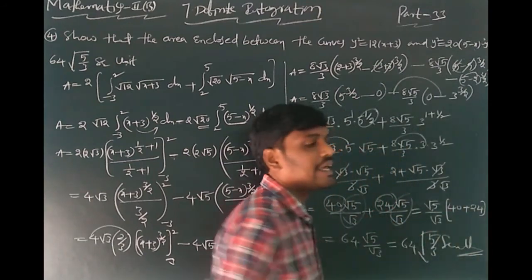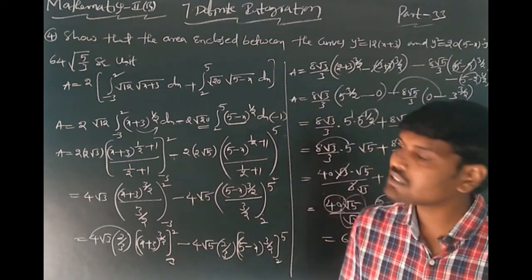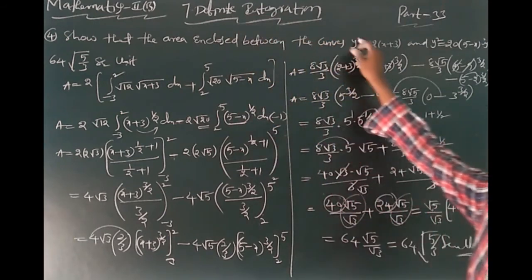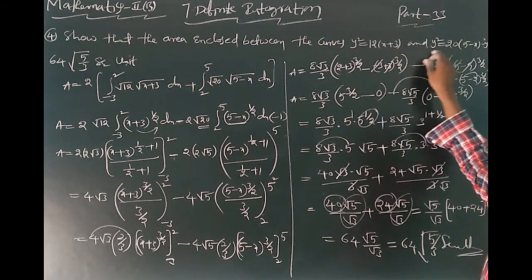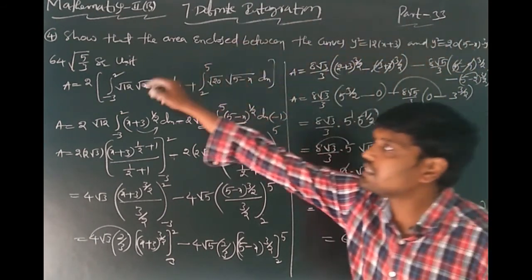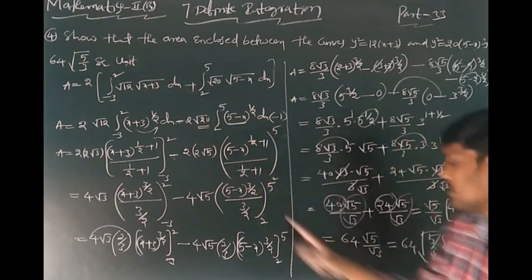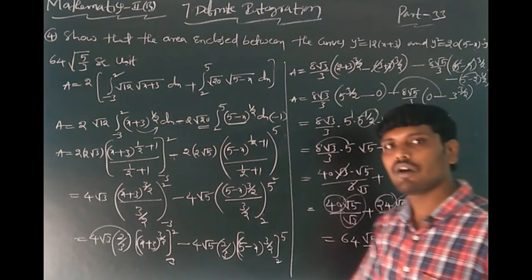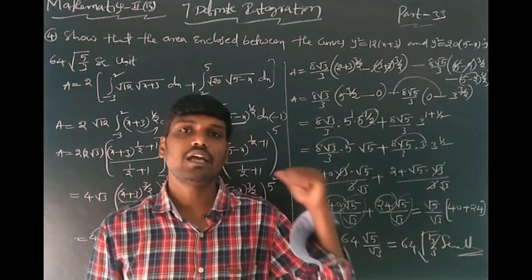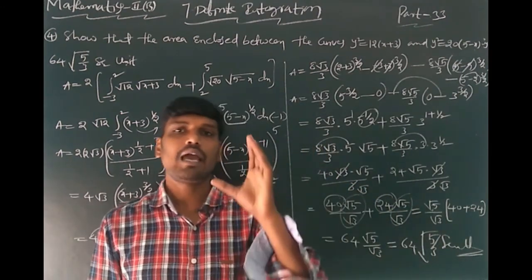This is the area bounded by the curves y square is equal to 12 into x plus 3, y square equal to 20 into 5 minus x, which is 64 square root of 5 by 3. Okay, students, this is an important 7 marks problem in IP examination.